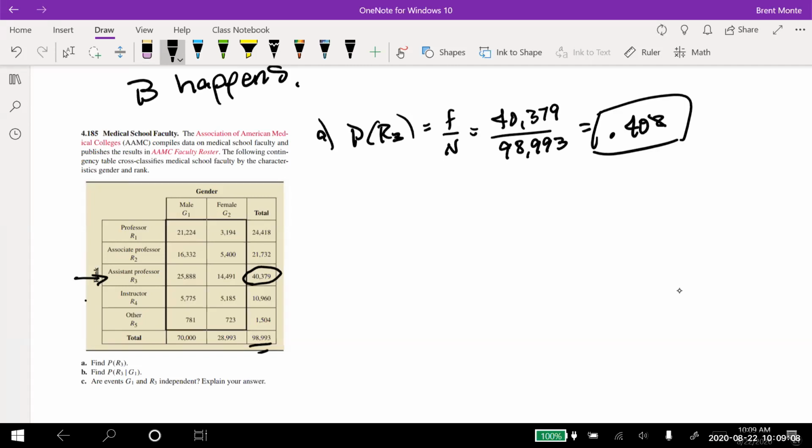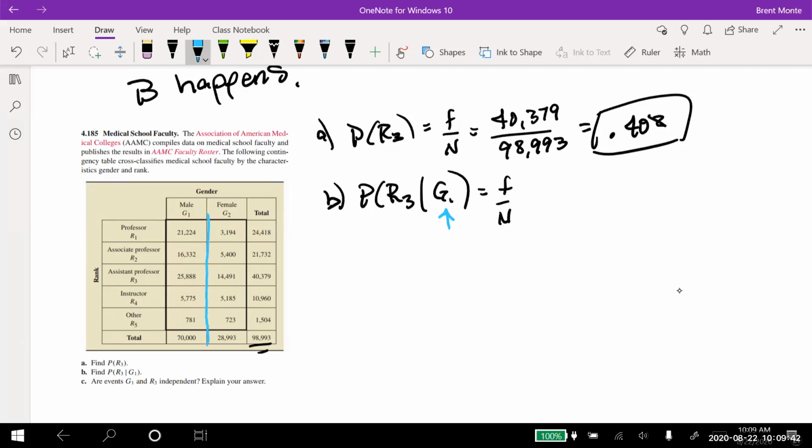Okay, B says, find the probability that they're R3, an assistant professor, given, now I have more information, given that they're G1. In other words, they're male. So again, we're doing F over N, but let's talk about this. Let me erase this. All right, so here's what we know. We know they're gender 1, which they have specified as male. So I don't look at the whole table this time. I just look at that column.